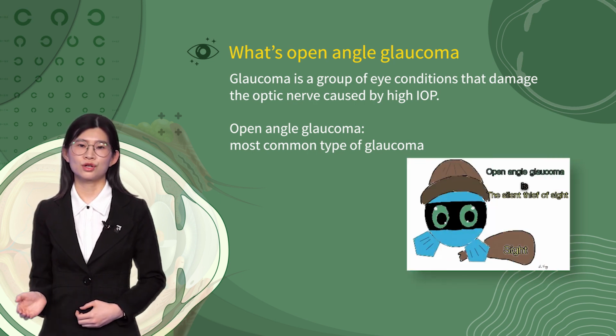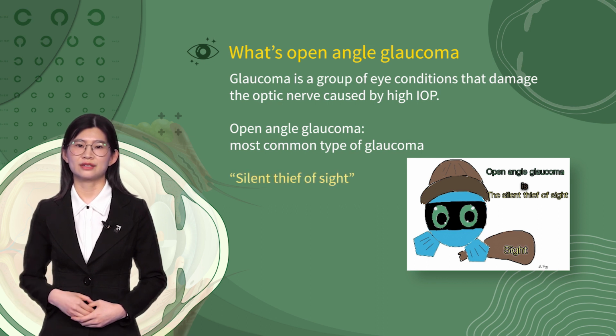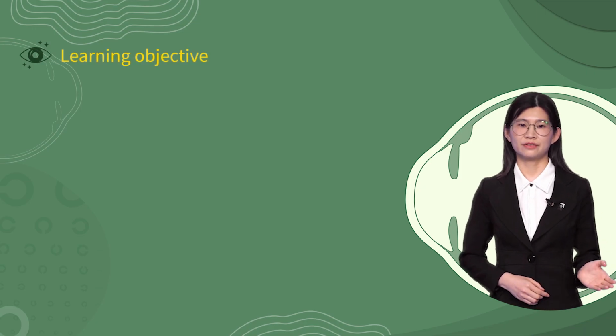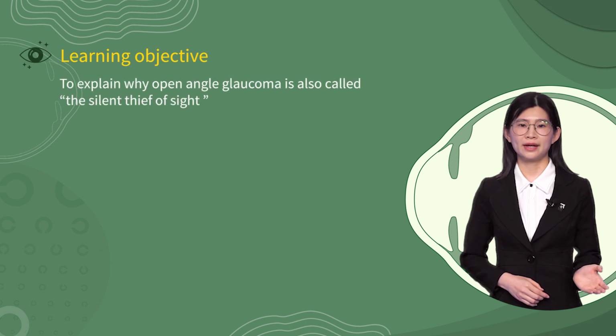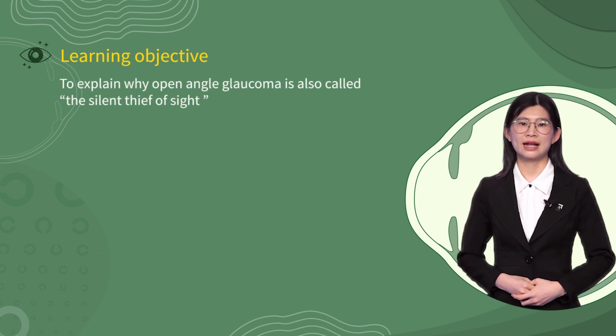Open-angle glaucoma is also known as the silent thief of sight. The learning objective is to understand why open-angle glaucoma is also called the silent thief of sight.